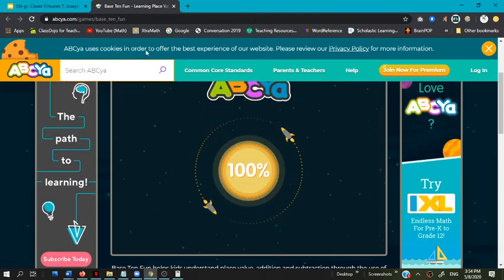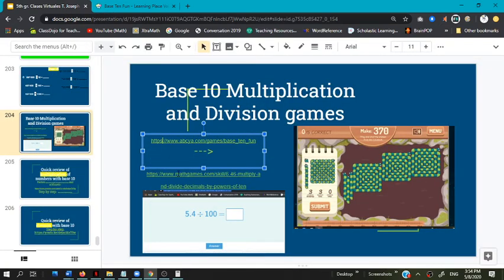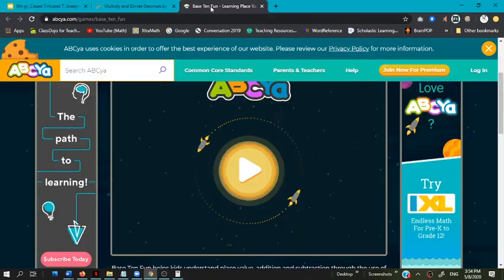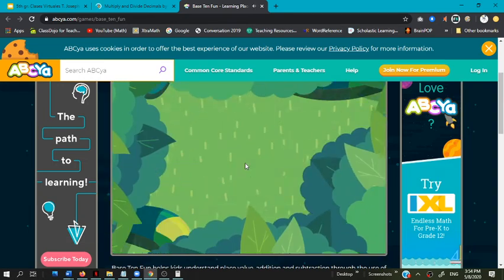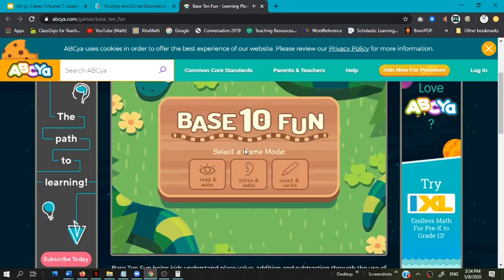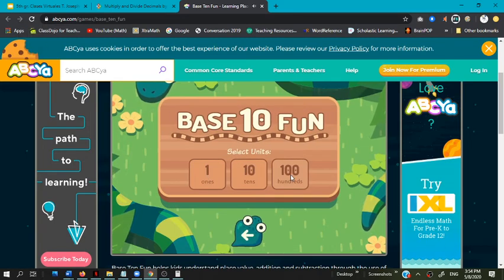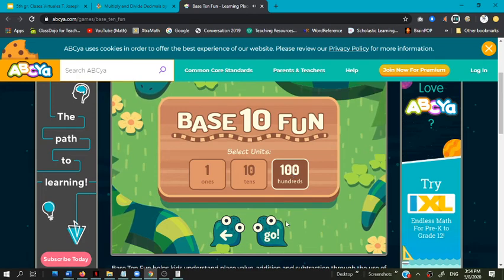It's going to load. Another game while that's loading is this one right here, mathgames.com. So I'm going to click on that. We'll show you that as well. Base 10 fun. Turn that down a little bit. This one's kind of cool because it has some music. It's really interactive. Let's select the hundreds and go.